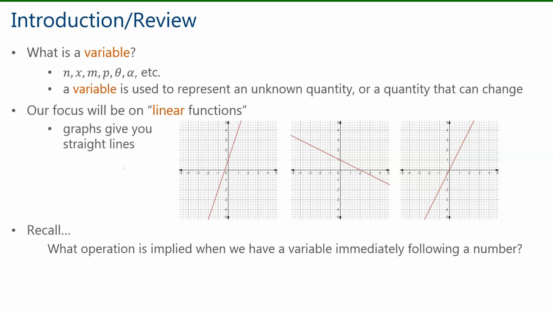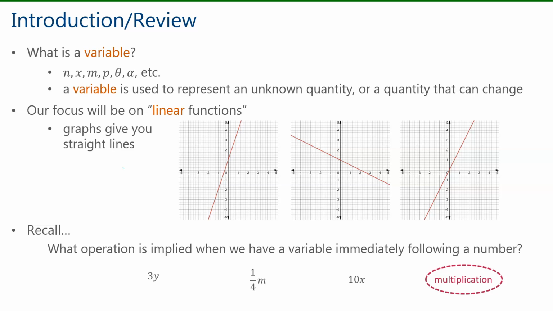The third point I want to consider here before we move on, what operation is implied when we have a variable immediately following a number? And of course, our four main operations are addition, subtraction, multiplication, and division. So when we have situations like this, 3y, 1/4 m, 10x. What operation is being implied? Well, that would be multiplication.